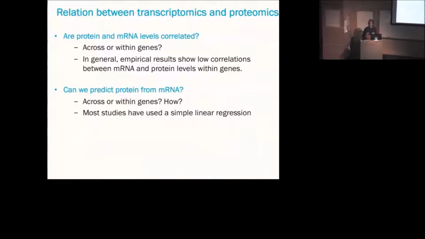Now they want to say, can we just omit the whole proteomics field and just use mRNA? mRNA is much easier to compute and to measure. So can we just use mRNA to predict protein levels? And again, are we asking that question across genes or within genes? And if we're going to predict, how are we going to predict? So most of the studies have used simple linear regressions, and this is the kind of review that I'm going to talk about today, and some problems that I encounter in the literature as well.